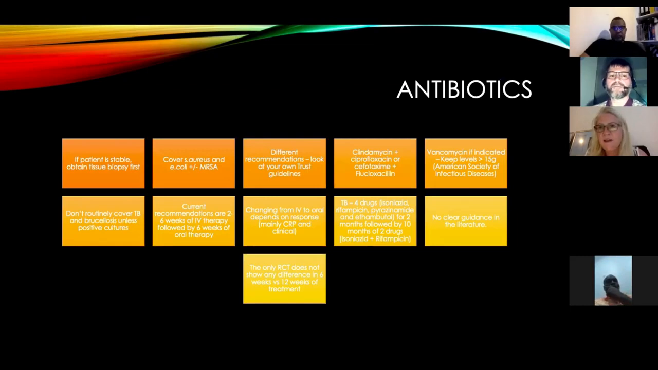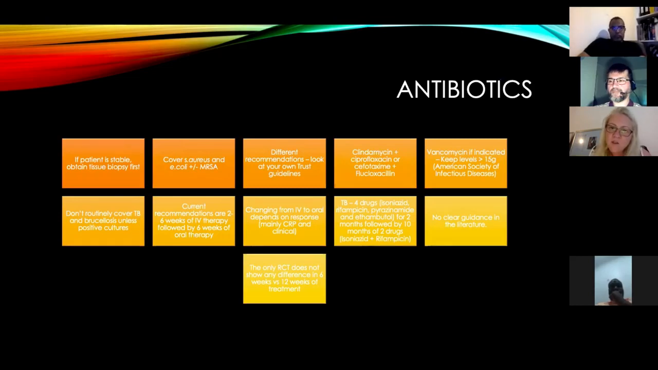What I would say in the exam is you would liaise with your microbiology team to suggest the most appropriate antibiotics. We wouldn't routinely cover TB and brucellosis unless we have positive findings for that. The current recommendations are 2 to 6 weeks of IV therapy followed by 6 weeks of oral therapy. The decision to change from intravenous to oral depends on the response. So your clinical response and your CRP. So Philip Sell says if the CRP drops below 50, you can consider changing from IV to oral.